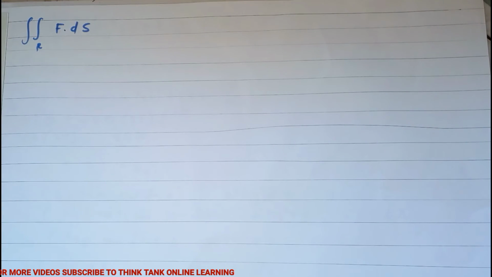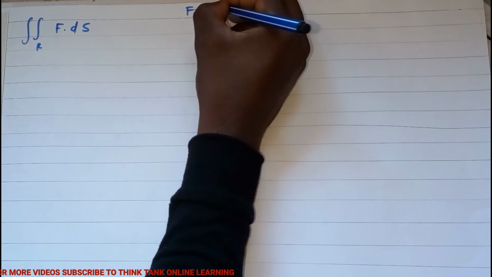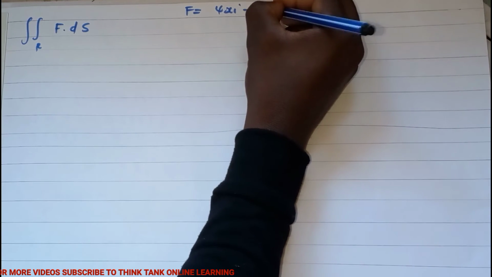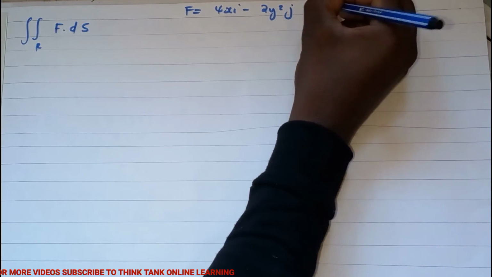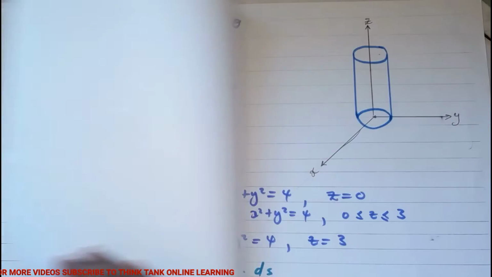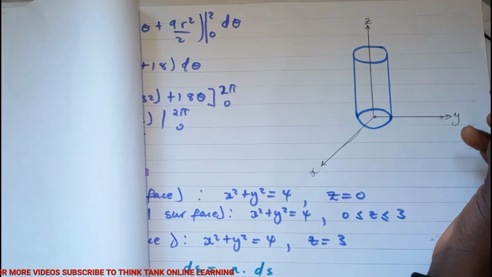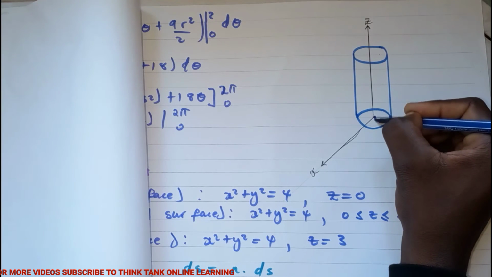Okay, and our vector field, let me just write our vector field here. F is equal to 4x i minus 2y squared j plus z squared k. Okay, so we're at the bottom here. So the downward normal at the bottom here, so this is a surface. The downward normal is in this direction.